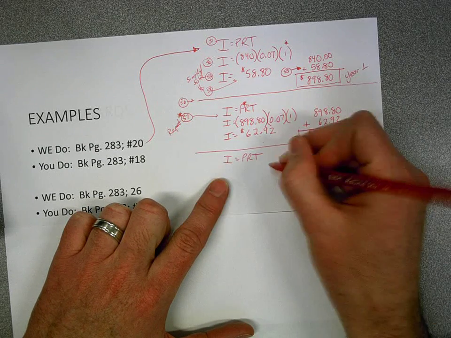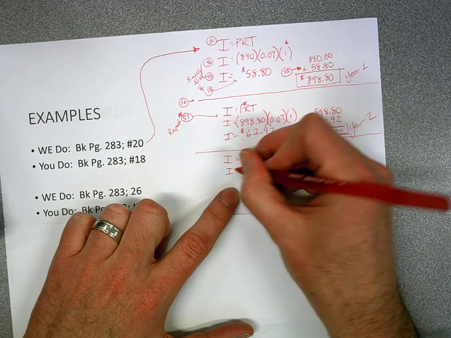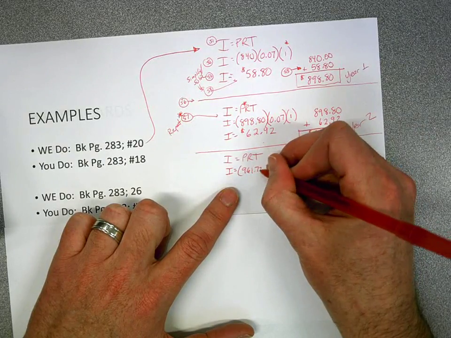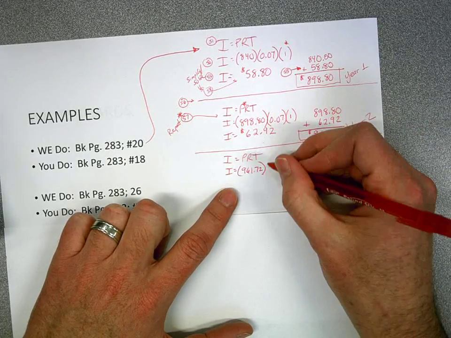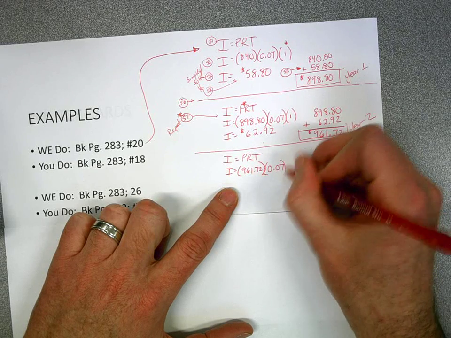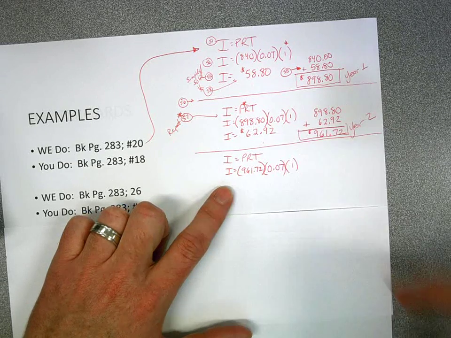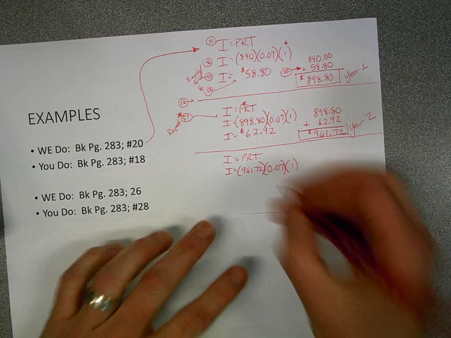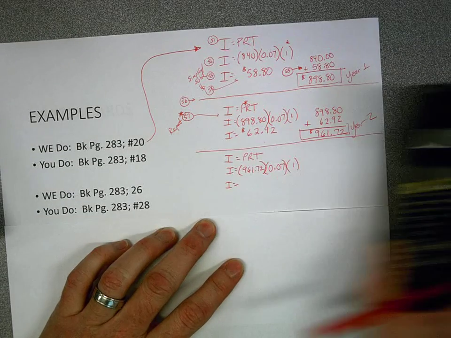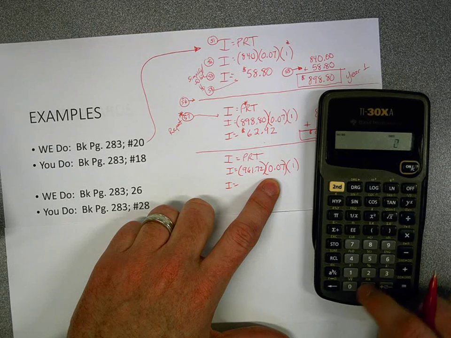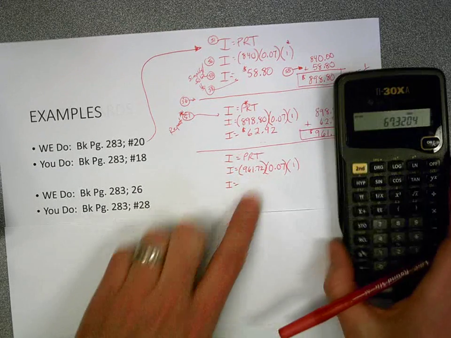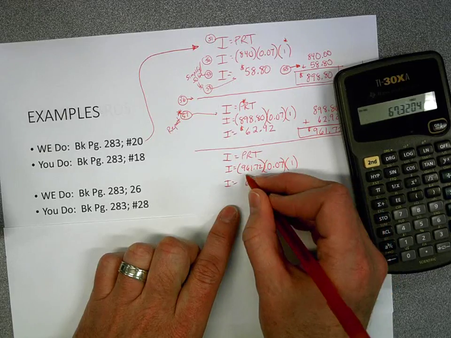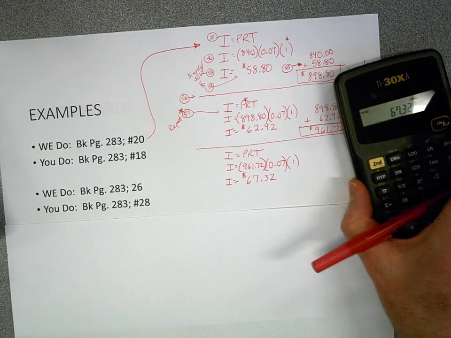I equals PRT. So, our principal is $961.72. That's our new principal. Remember, the rate doesn't change. Again, the same loan. And remember, the time is still just 1 year. We're doing one. It's going to change every year, so it's 1 year increments. So, here we go. I've got that already in my calculator. Times 0.07 equals 67.3204, which, rounding to the nearest cent, is $67.32.